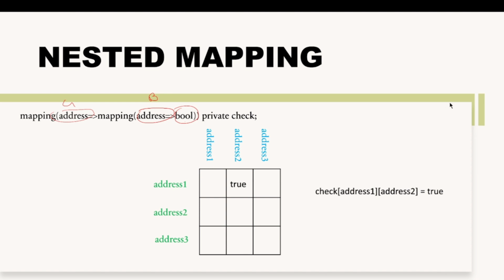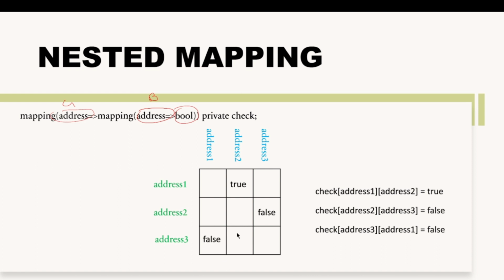In the same way, let's say you want to insert some value at address 2 and address 3, where check is the variable name. Just like your 2D array, you are inserting the value at address 2 and address 3. So for address 2 you go to this row, and then address 3 is this particular column, so you insert the value here. In the same way, if you want to insert a value at address 3 and address 1, this is your address 3 and this is your address 1.